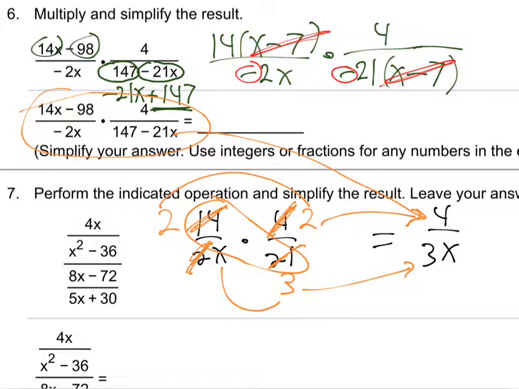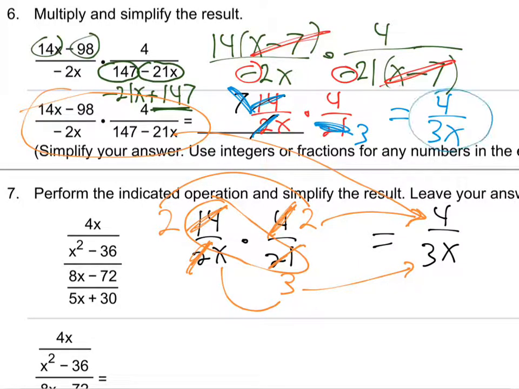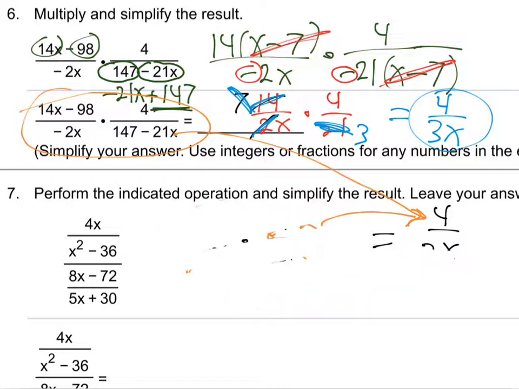Let me squish it in up here one more time. So right here it became 14 over 2x, 4 over 21. One more time. Like I could go 2 into 14 7 times, and then I could go 7 into 21 3 times. What's left? 4 on the top. Right, that 7's gone now. That 14's gone. That 2's gone. That 21's gone. 3x on the bottom. All right. So number 7.